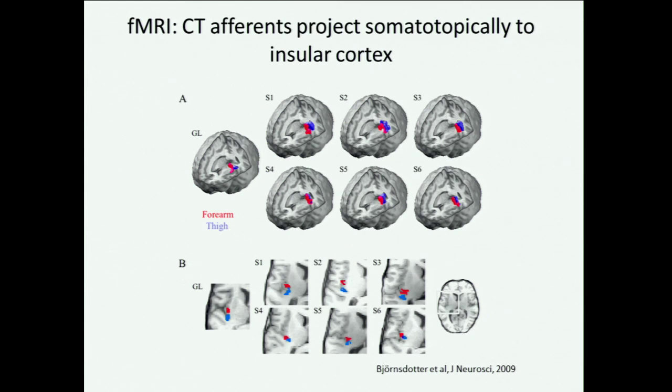And we have found a somatotopical representation to CT-targeted touch in the insular cortex, where the forearm is represented anterior to the thigh. This is in GL and in 6 healthy subjects. And to us, this somatotopical representation suggests that the insula is the primary cortical receiving area and not the somatosensory cortices.